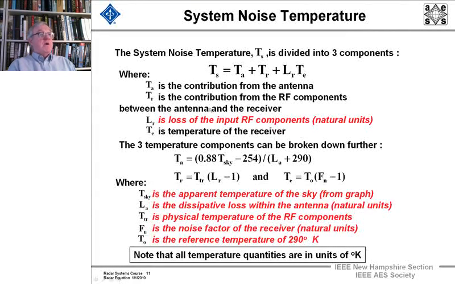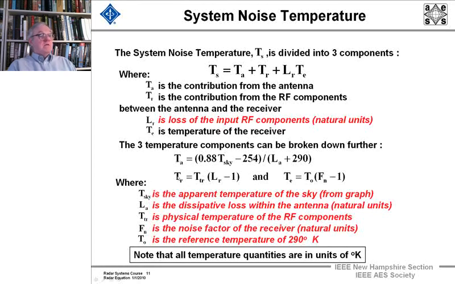Now those 3 components can be broken down further. The contributions from the antenna are 0.88 times the sky temperature minus 254 divided by the dissipative loss within the antenna in natural units. So that will give you the contribution from the antenna.